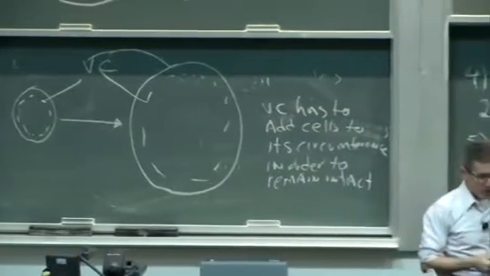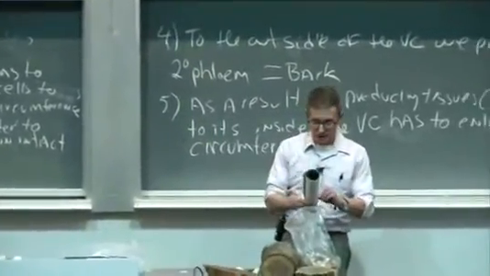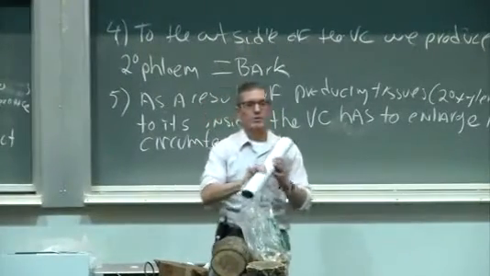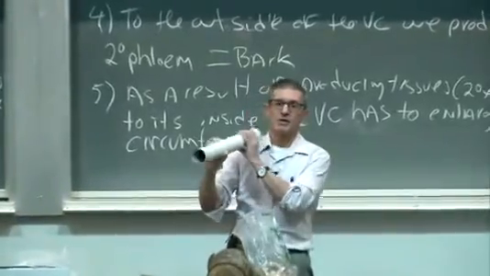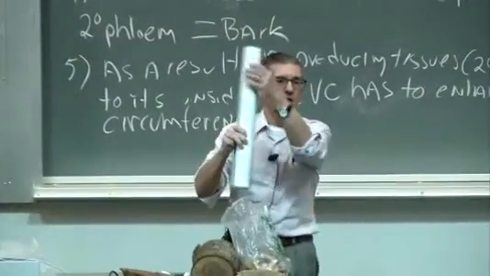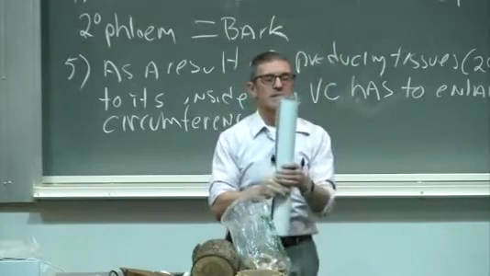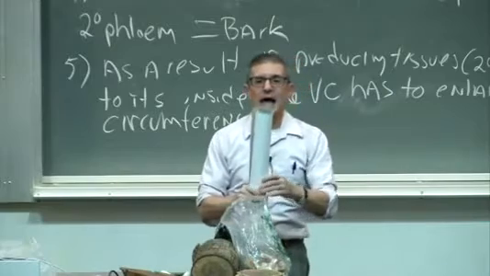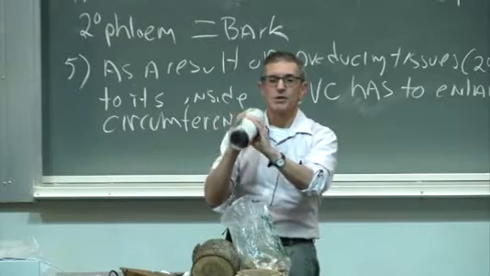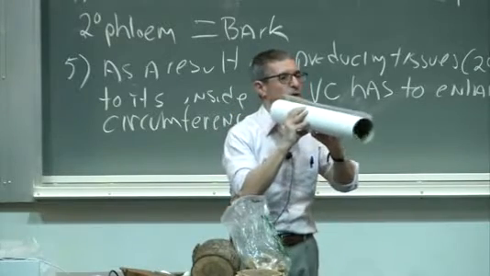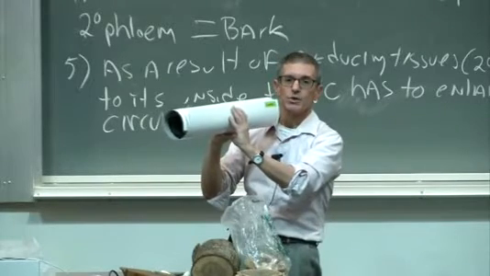And here's an example that I'd like you to think about. Here is a tube of a relatively small diameter. I'd like you all to watch this because this will help you. If you could imagine this tube as being the lateral meristem, the vascular cambium, to its outside it's producing secondary phloem, and to its inside it's producing secondary xylem. As it is producing secondary xylem to the inside, it has to continue to expand in circumference in order for it to remain intact, because more new cells are being produced toward the inside.